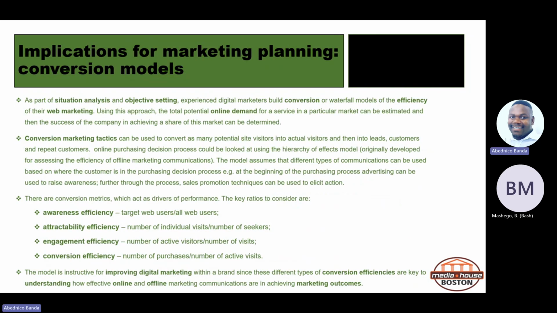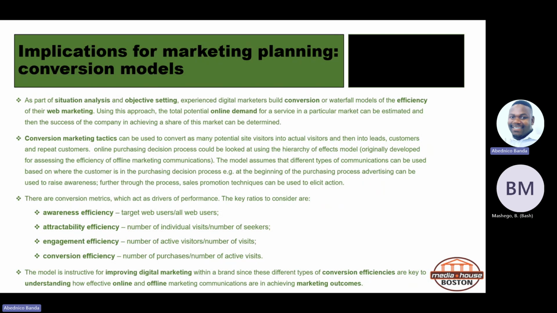So what does this mean, looking at your customers and how you want to understand them based on demand and digital customer behavior? You need to do situation analysis and objective setting. This helps you to build conversion on your websites, on your digital assets. Using this approach, the total potential online demand for a service in a particular market can be estimated, and then the success of the company in achieving a share of this market can be determined. So you want to convert as many customers as possible using your digital assets. And there are conversion metrics that you need to use.